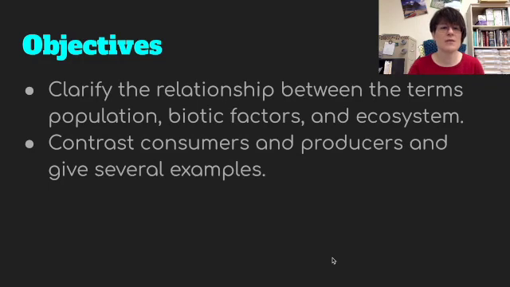So our objectives today will be to clarify the relationship between the terms population, biotic factors, and ecosystem, and to contrast consumers and producers and give several examples.